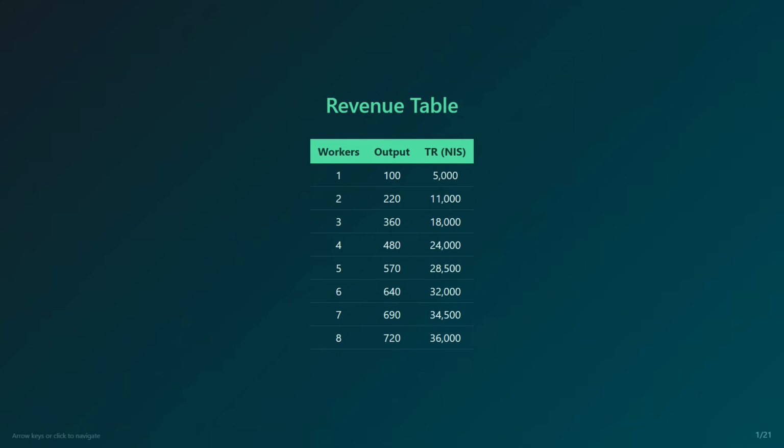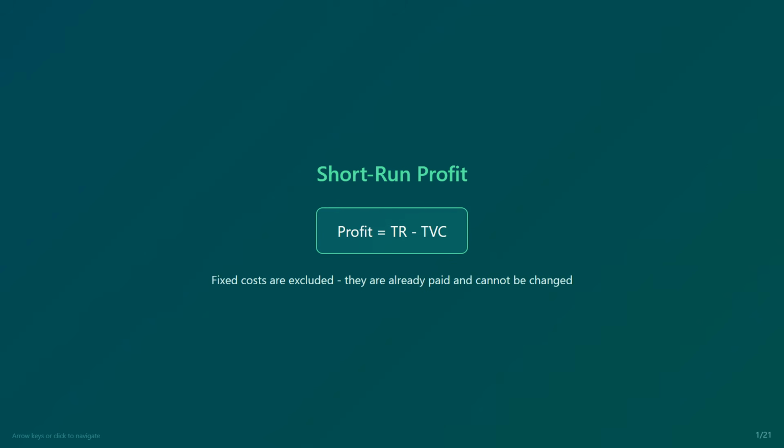Now, let's build the full table. We also have total variable costs, which is exactly the total variable cost we calculated earlier, number of workers multiplied by 4,000 shekels. What is short-run profit? Short-run profit equals total revenue minus total variable costs.